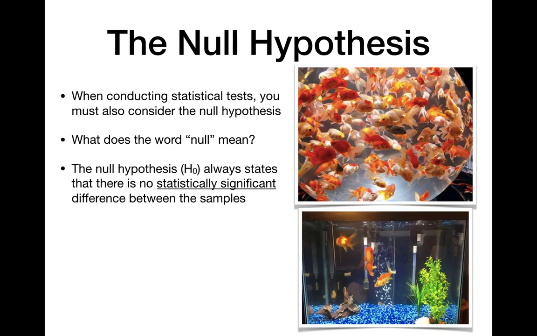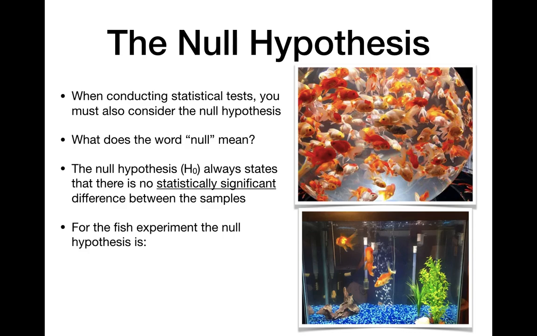Well, null means not, or non-existent, right? So the null hypothesis, or H naught, H a little zero, states that there is no statistically significant difference between the samples. Notice it's not saying there's no difference, there's no significant difference. You have to do a statistical test and see if the difference between them is significant or not. It doesn't mean samples are identical, but it means the difference that there is due to variation alone and chance alone, and not due to some relationship between the variables.